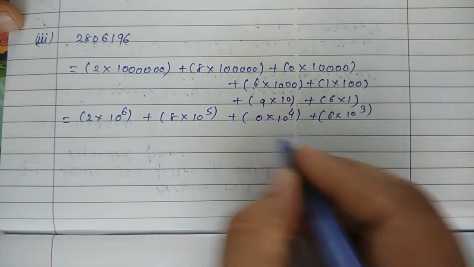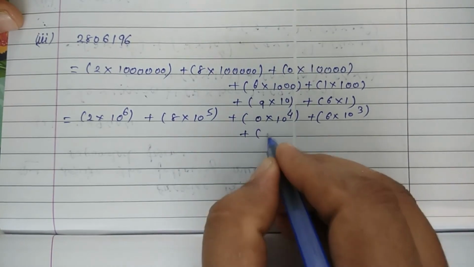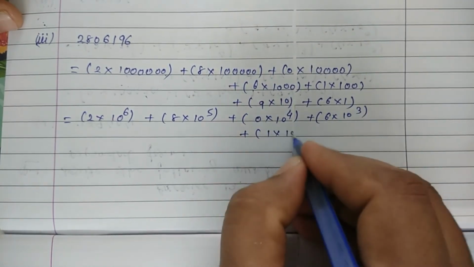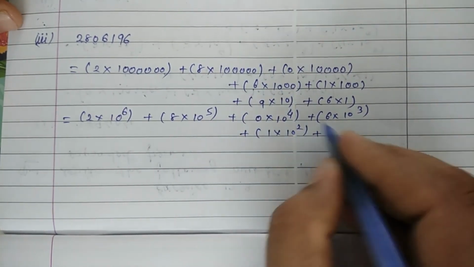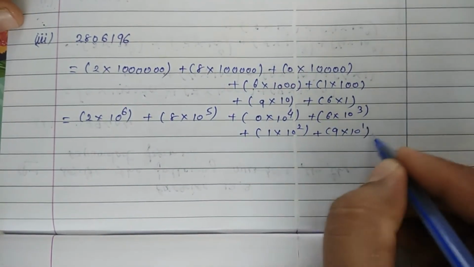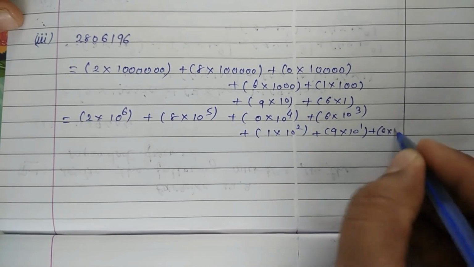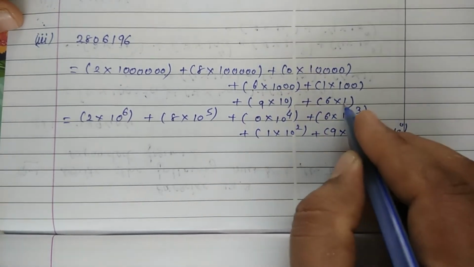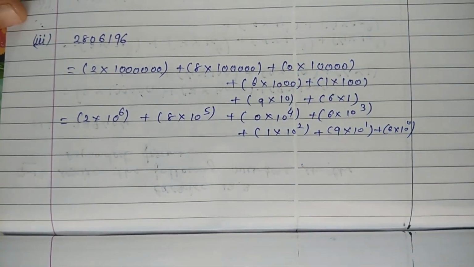plus 1 multiplied by 2 zeros, 10 raised to the power of 2, plus 9 multiplied by 10 raised to the power of 1, plus 6 multiplied by 10 raised to the power of 0. Instead of 1 we will write 10 raised to the power of 0. This is our answer.